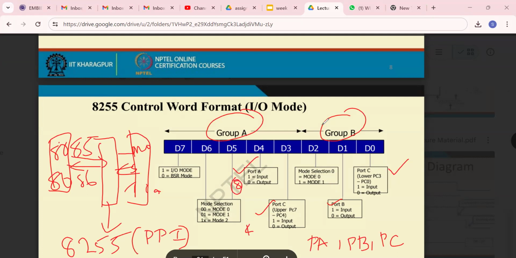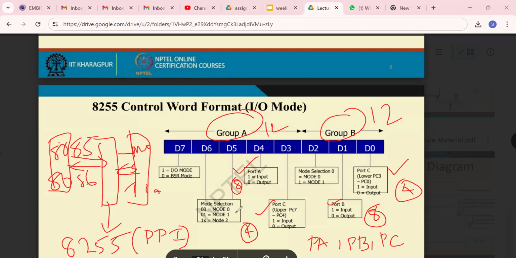Port A has 8 pins, and port C upper has 4 pins, so 12 pins for group A. Port C lower has 4 pins and port B has 8 pins. So group A is 12 pins and group B is also 12 pins. Then D0, D1, D2, D3 up to D7, we have all seen that. If D7 is 1, it acts as IO mode. In IO mode, again we have mode 0, mode 1 and mode 2 operation. But 0 means BSR mode, bit set reset mode.